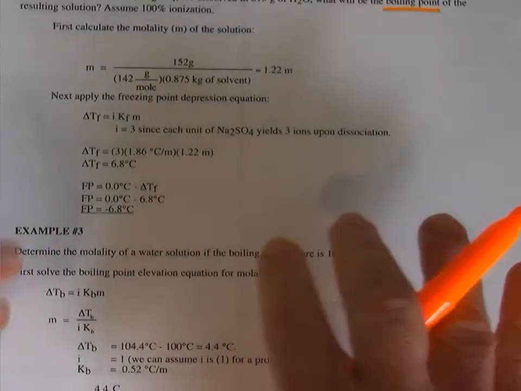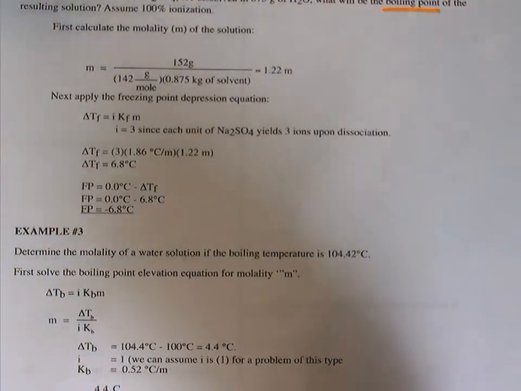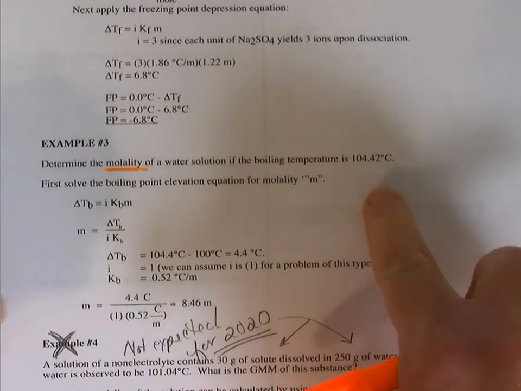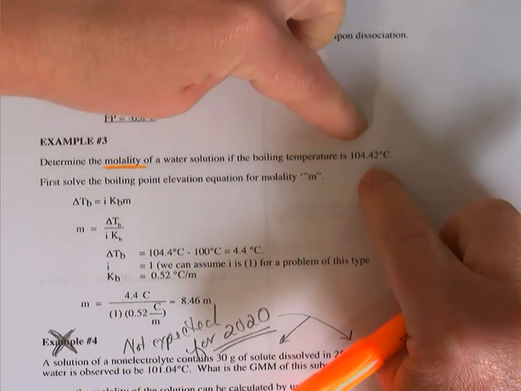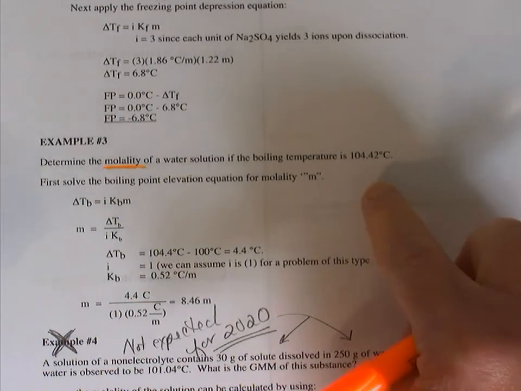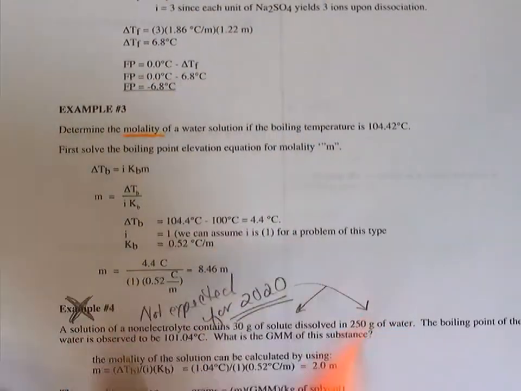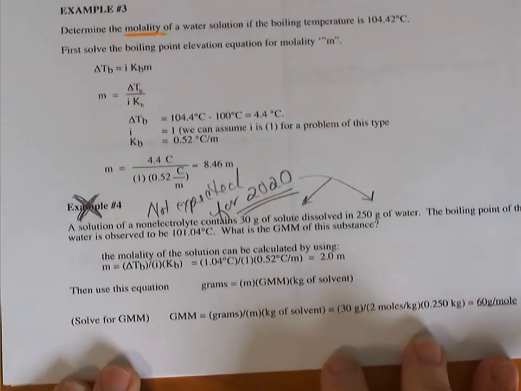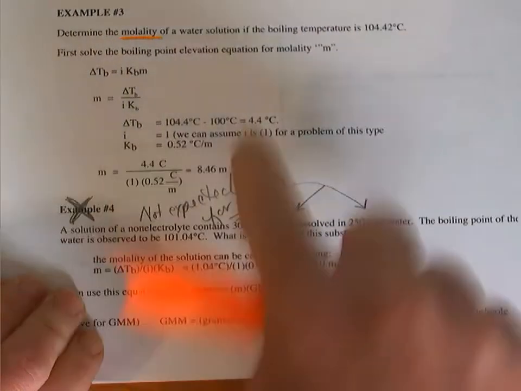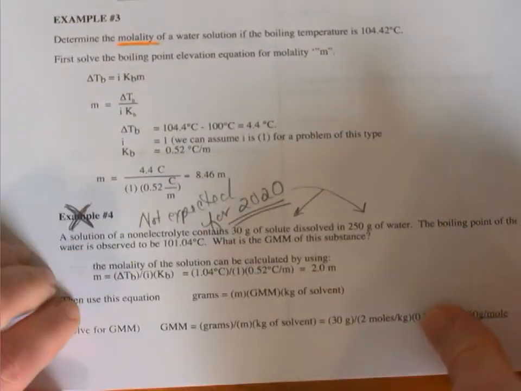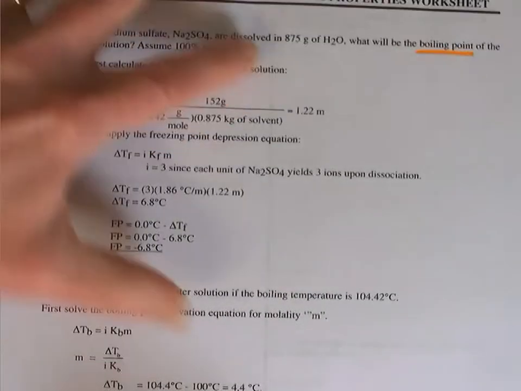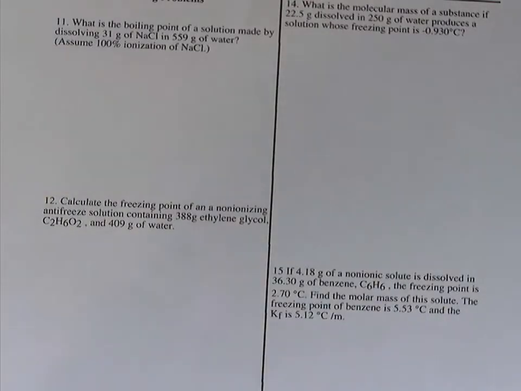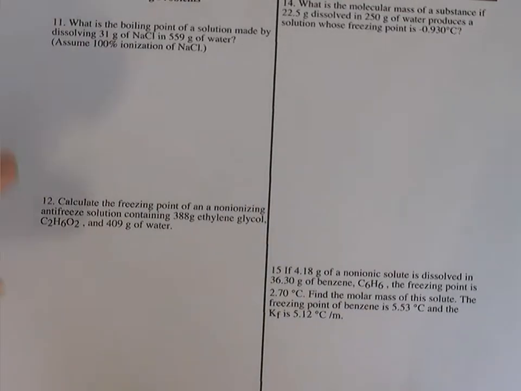So you could be asked to find the new freezing point or the new boiling point. You also could be asked to find molality if you know what the new boiling temperature is or what the change is. Here's an example. For this year, we will not be asked for molar mass, but that is something else that we could be asked for, but not for us in the spring of 2020. All right, so there are some example questions and work. I would like to walk us through these two examples.